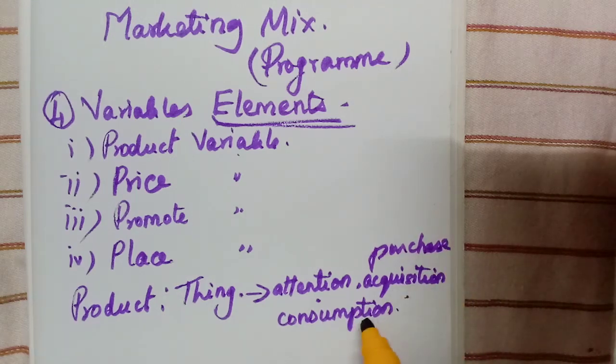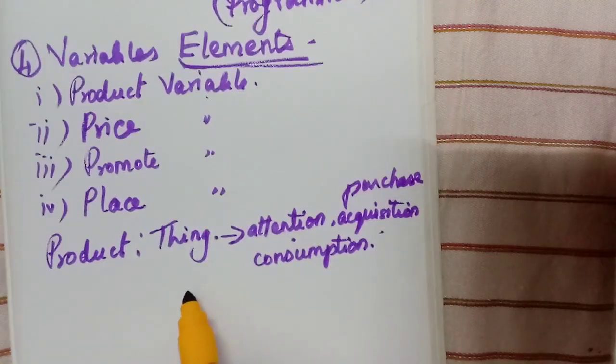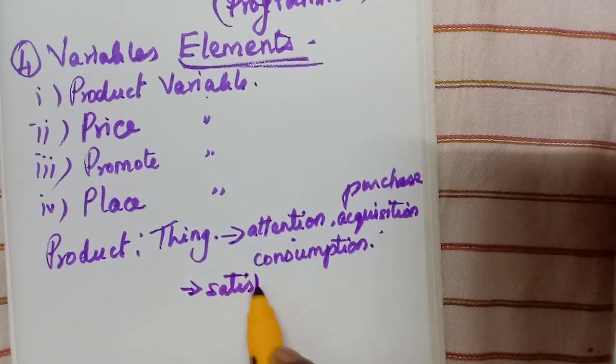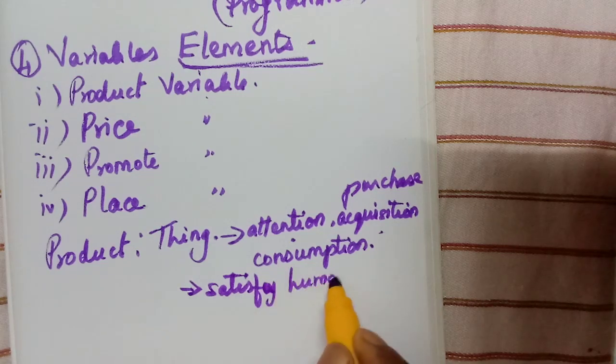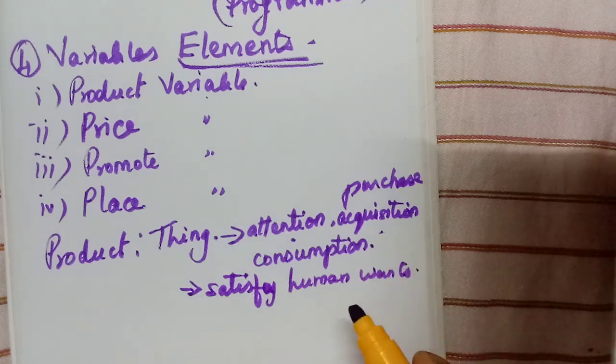Once they have purchased, they will start to consume. Consumption will take place. Only then, if they are satisfied, so we have to say very importantly that any product that satisfies human wants is called a product. Satisfy human wants. If it doesn't satisfy human wants, nobody will purchase, isn't it?